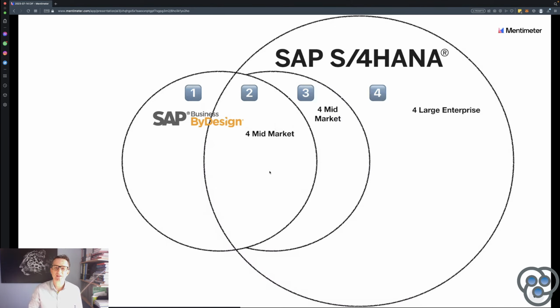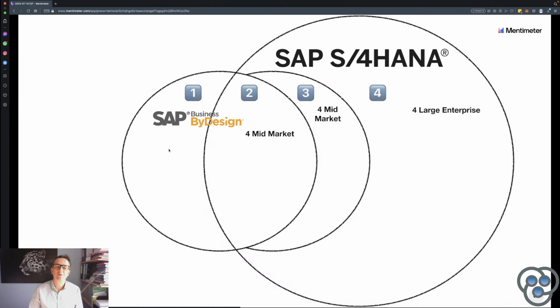That is subset number 2. Subset number 2 is the overlap between S/4HANA and SAP Business ByDesign. So now the question is, how big is that overlap? And what is in this set? And then there are other questions, like this part of SAP Business ByDesign, subset 1. I believe maybe you can see my mouse here.